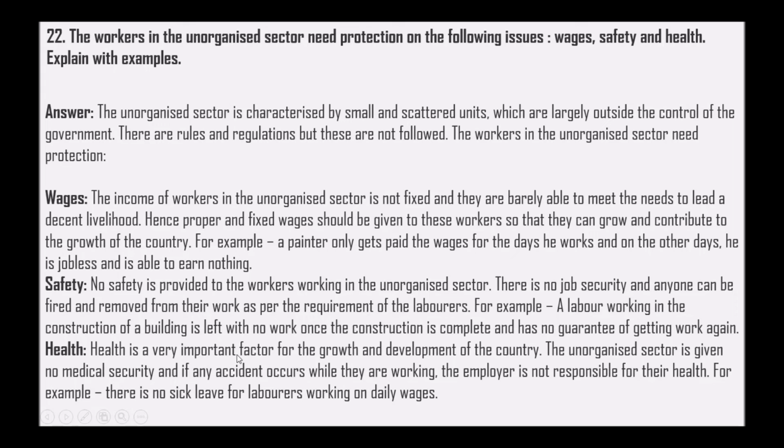Health is one very important factor for the growth and development of a country. The unorganized sector is given no medical security, and if any accident occurs while they are working, the employer is not responsible for their health. For example, there is no sick leave for laborers working on daily wages.